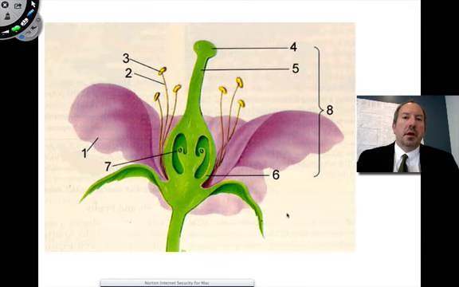What number is the structure that attracts bees to the flower? And the answer to that would be 1, the petals. Where does female meiosis occur? That would be 7, inside the ovule, right in here, producing the egg. What structure will eventually become the fruit? That would be 6, the ovary. Let's see, what number makes up the whole female structure? And that would be 8, and that would either be called the carpel or the pistil.